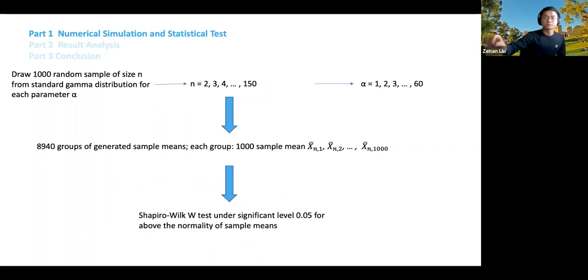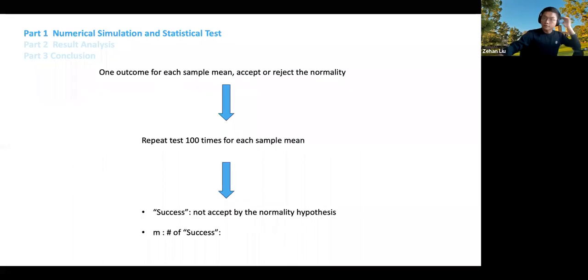Next slide, please. Basically they draw 1,000 random samples of size n from the standard gamma distribution for each parameter alpha. The n is from 2 to 150 and the alpha is from 1 to 60. Therefore they result in 8,940 groups of generated sample means, and each group contains 1,000 sample means, which can be denoted as xn1 bar to xn1000 bar. And then they use the Shapiro-Wilk W test at the significance level 0.05 to check the normality of the sample means. Next slide, please.